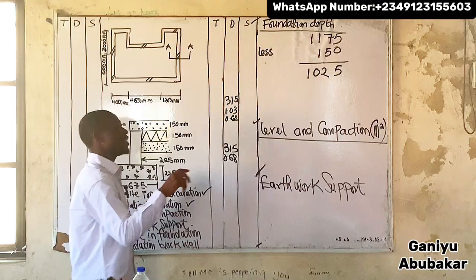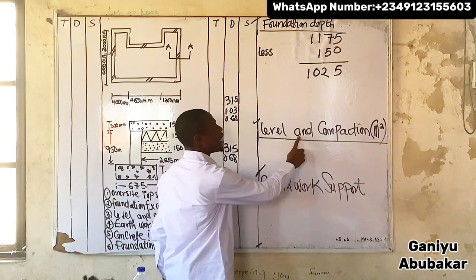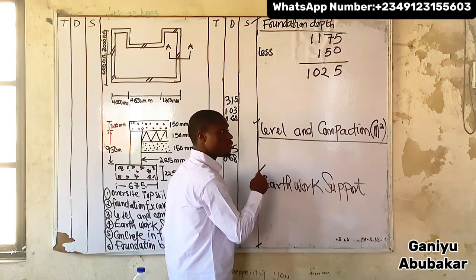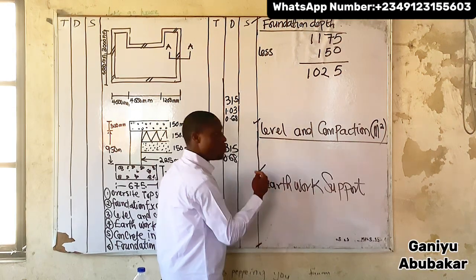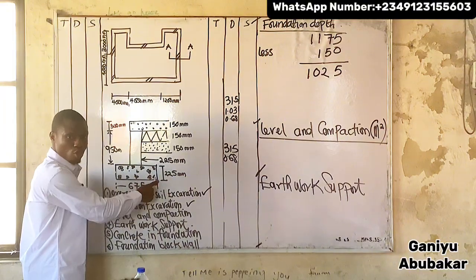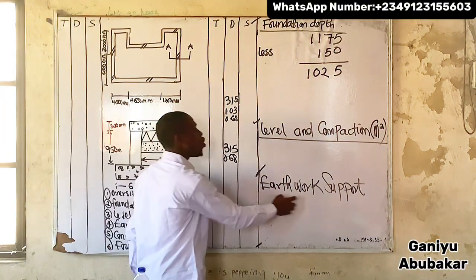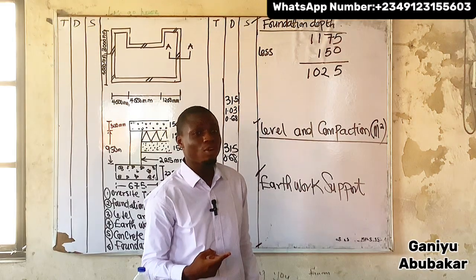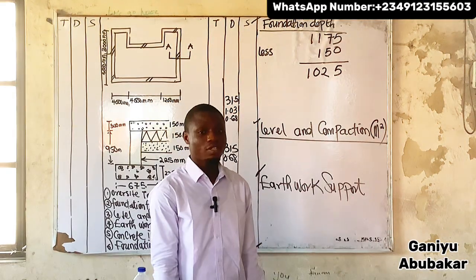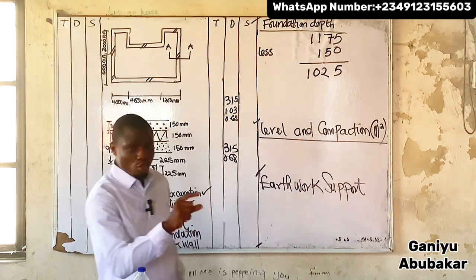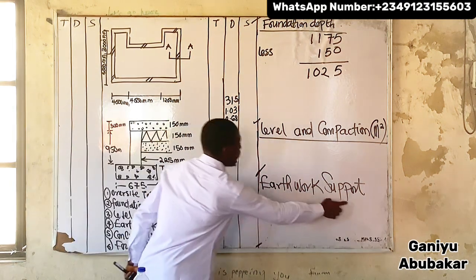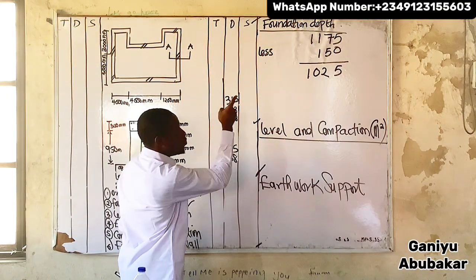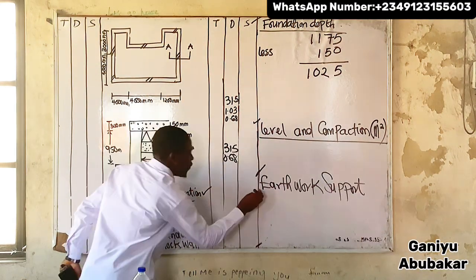Listen. I said initially that for level and compaction, bear in mind that you are multiplying the foundation excavation by the base of the foundation. Next up, for your earthwork support, it is as easy as multiplying the foundation depth by the foundation excavation. Please note those things I'm giving you. For earthwork support, I'm multiplying my foundation excavation and the foundation depth. What's the value there, please?